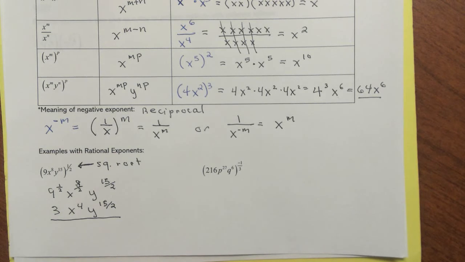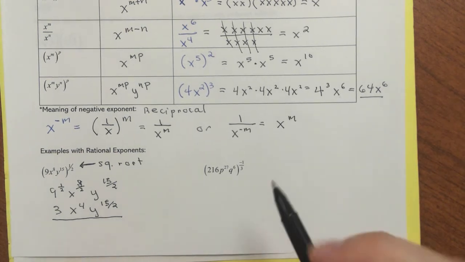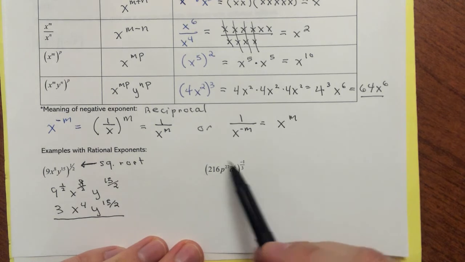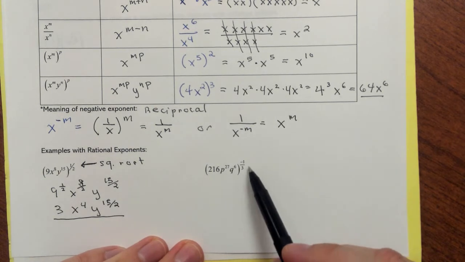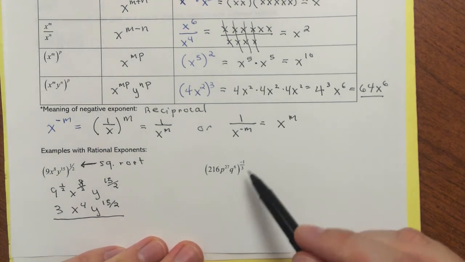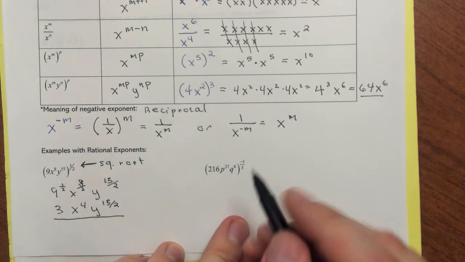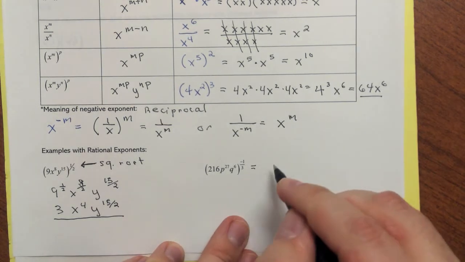How about if I did this with a negative exponent? There's a couple ways you can do this. One way would be to take the reciprocal first and then apply the 1/3. Another way would be to apply this to each individual factor and then take reciprocals. Either way is valid. I will show you the second way.